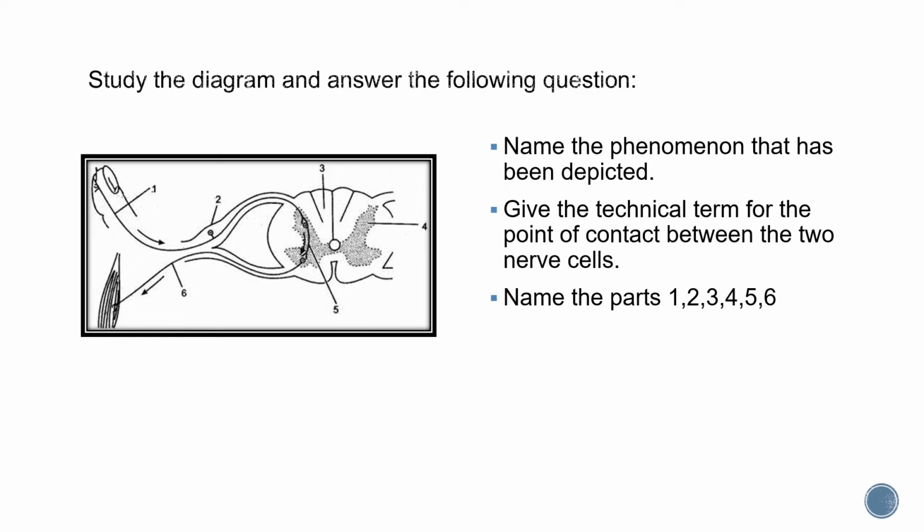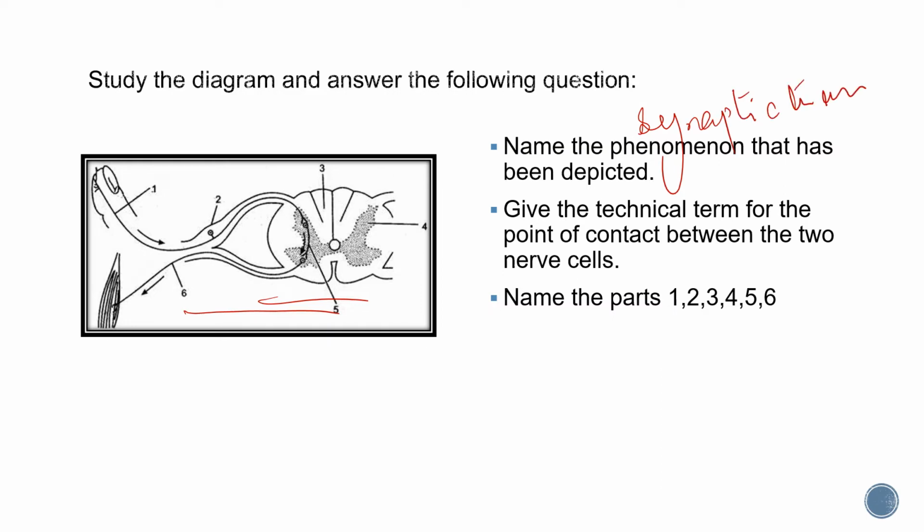Now let us look at this diagram. We are studying the diagram first and answering the following questions. The first question is: name the phenomenon that has been depicted here. We know that these are the components of a reflex arc. So what is happening here? This is synaptic transmission. Synaptic transmission is happening here.